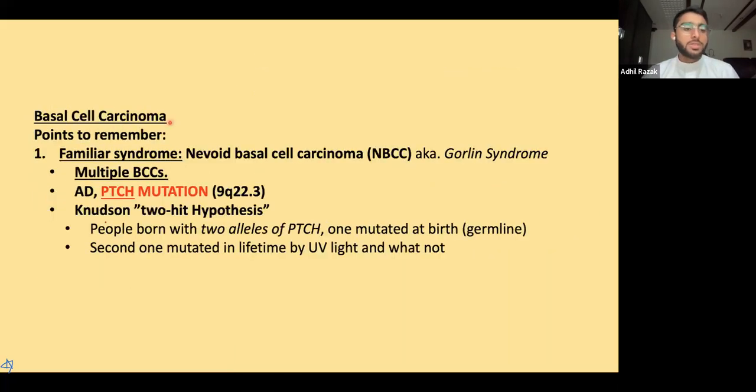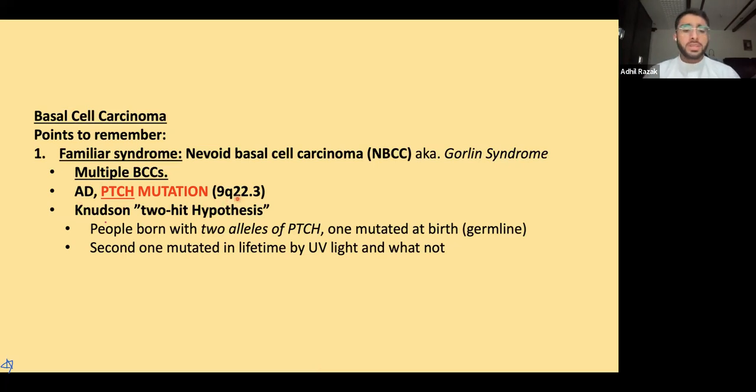All right, basal cell carcinoma, a few more things. There is a familial syndrome associated with this. It is called nevoid basal cell carcinoma, or NBCC, and it is also known as Gorlin syndrome. In this condition, these patients have multiple basal cell carcinomas all over their body. It is autosomal dominant, and the mutation involved is PTCH at 9q22.3.